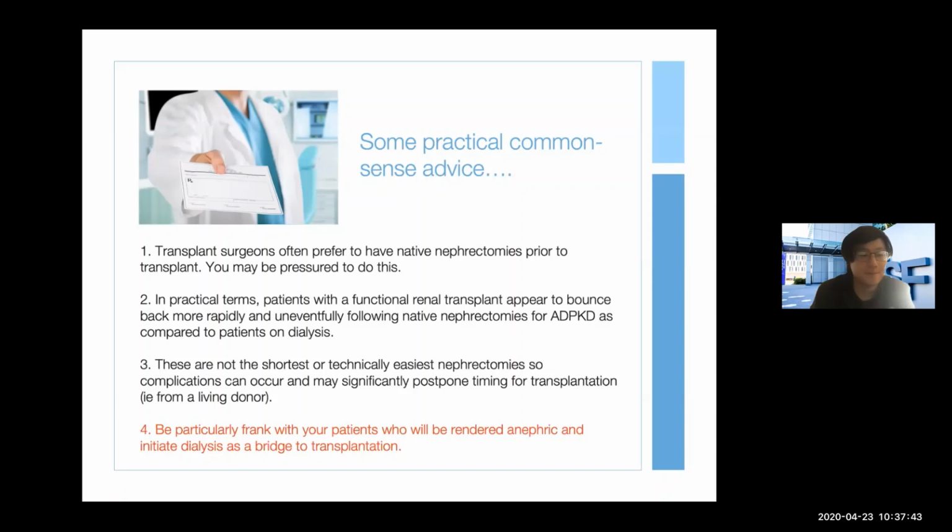I think it's very important to be frank with your patients, particularly the ones that are going to be rendered anephric and initiate dialysis after bilateral native nephrectomies as a bridge to transplantation. This is something that we're doing quite a bit now. But some of these people will have trouble. They will have hypertension issues and ER visits and other things that may affect the timing of their transplantation, particularly from a living donor. So worth having that conversation with them.